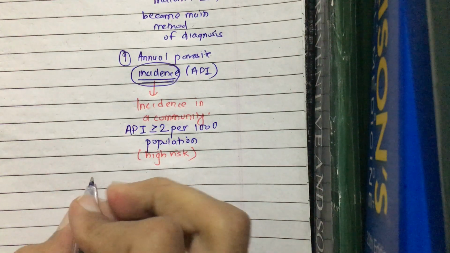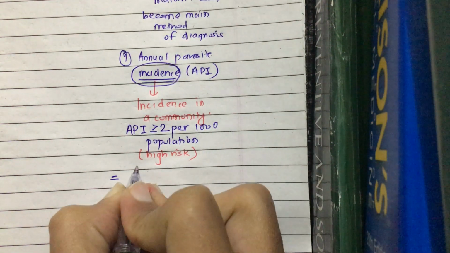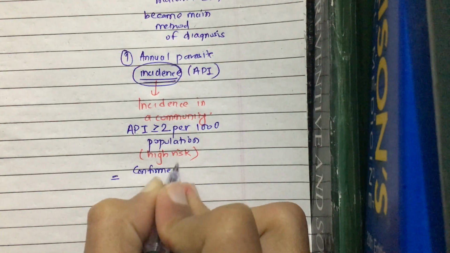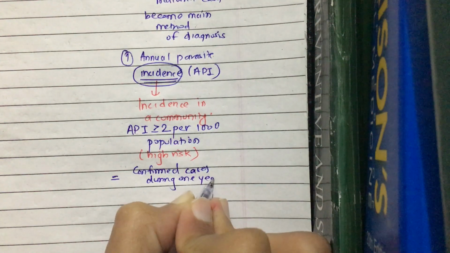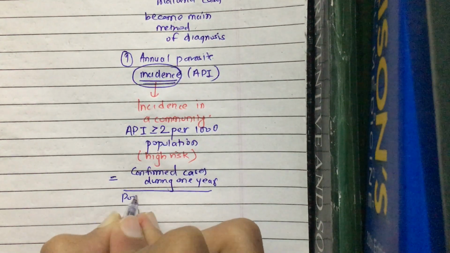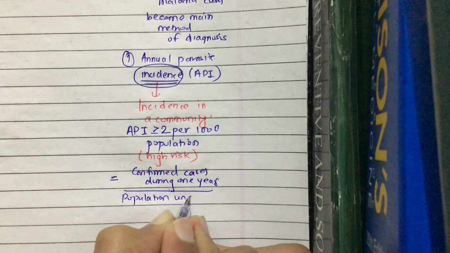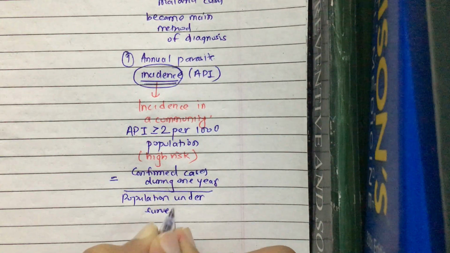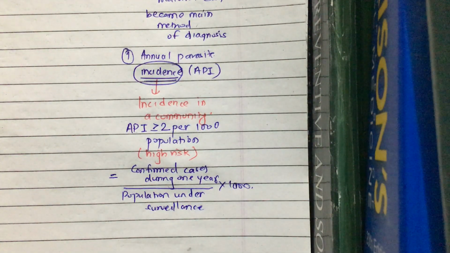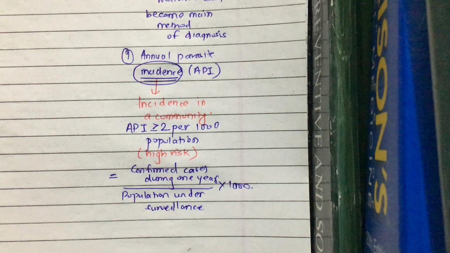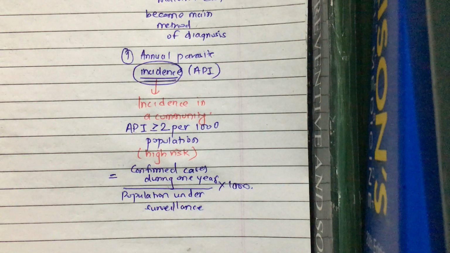Okay, so annual parasite incidence means confirmed cases during 1 year by population under surveillance, in 1000. That means the ratio of confirmed cases to the population under surveillance in 1 year. Annual means 1 year, annual parasite incidence, and it is an index of incidence in the community.